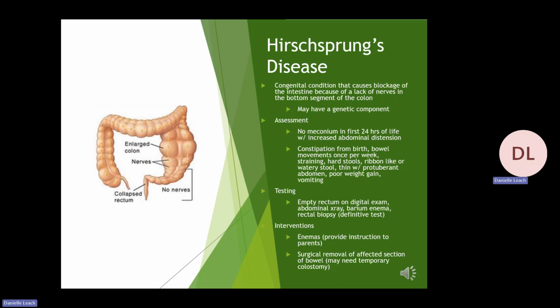So interventions for this are usually enemas. So usually we would have to teach the parents how to give an enema to the child to allow them to basically stool on a normal timeline. So they may be doing the enemas until they go for surgery. So they can have surgical removal of the affected section of bowel. They may need a temporary colostomy at this point to allow for bowel rest. So basically they could remove the colostomy later in life if able. It kind of just depends on the severity of the case.